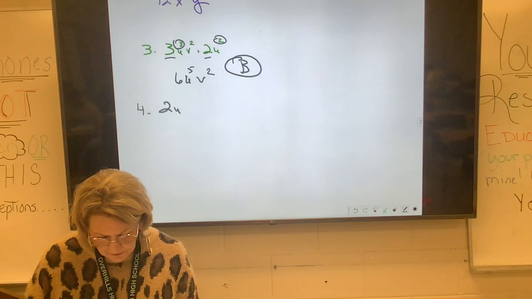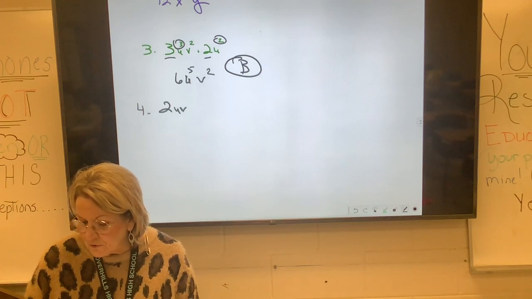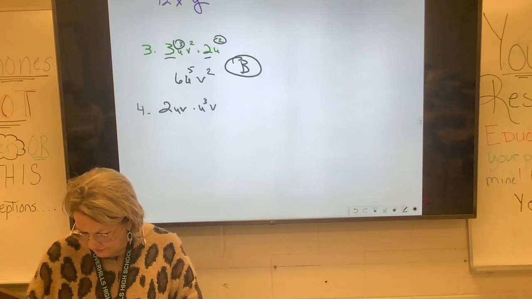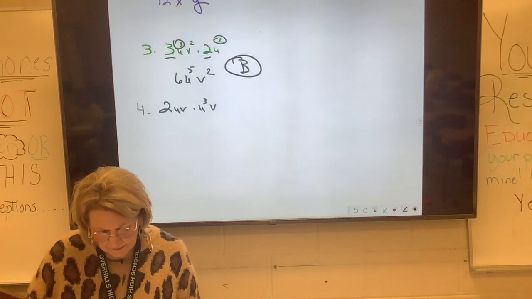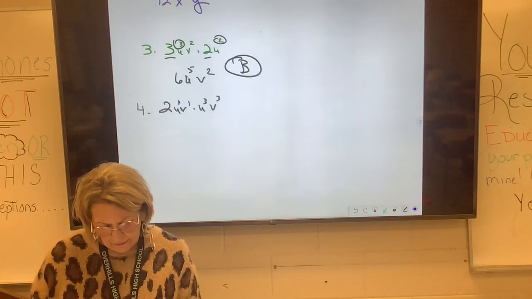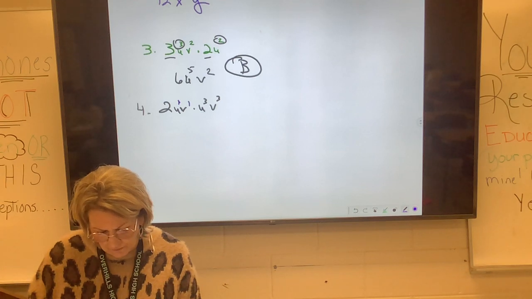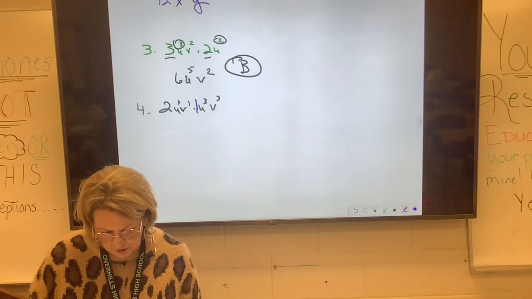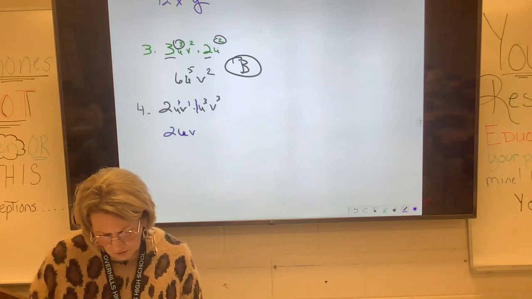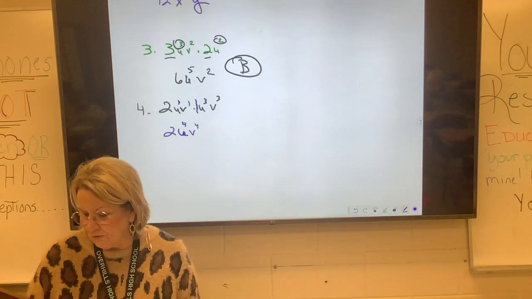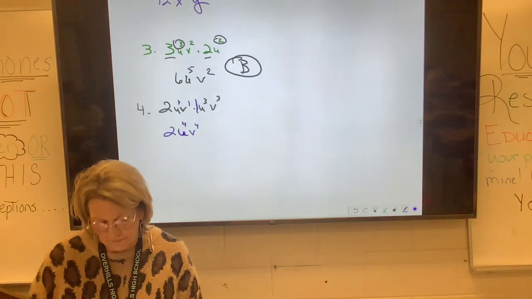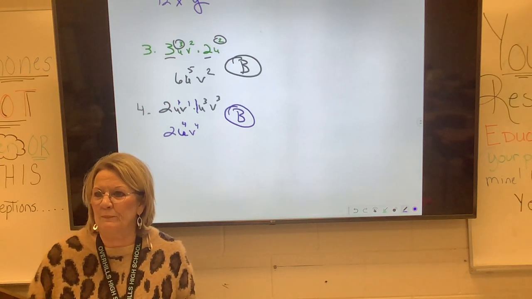Okay. Number 4: 2uv times u^3v^3. Understand that those on the left still have 1s. If there's nothing there, it's an understood 1. So I've got 2, and there's also no coefficient here, so that's an understood 1. So 2 times 1 is 2. I'm dealing with u and v. u^1 and u^3 is u^4, and v is a v^4. So number 4 is going to be 2u^4v^4, which is B. Any questions on that one?